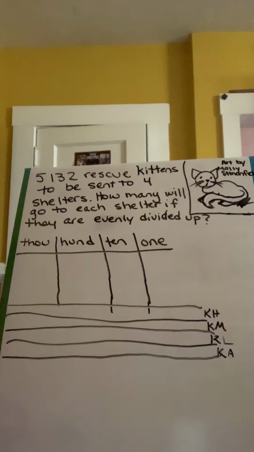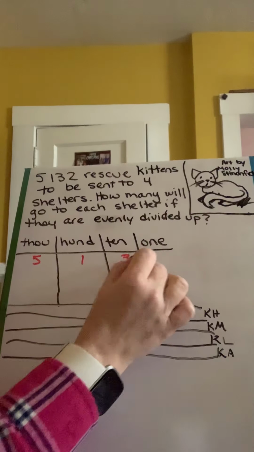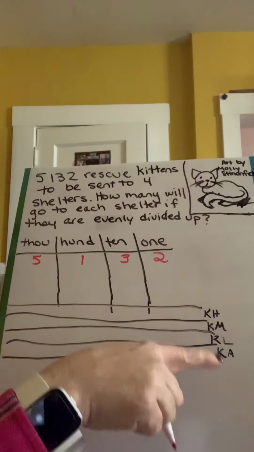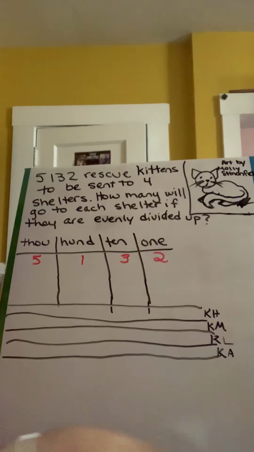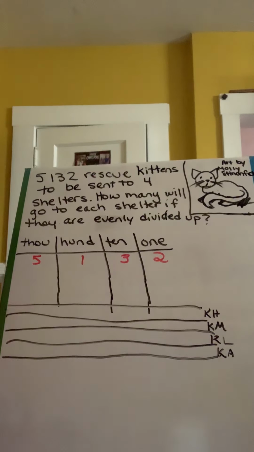So let's say we had 5,132 rescue kittens that needed to be sent off to 4 shelters. How many kittens will go to each shelter if they are evenly divided up? Well, let's first think about what we're going to do here. We have 5,132 kittens. That's a whole lot of cuteness. We want to divide that up among 4 shelters. And our 4 shelters are the Kitten Hotel, the Kitten Mansion, Kitten Land, and the Kitten Apartment Complex.